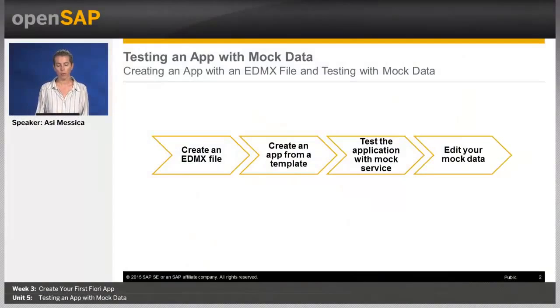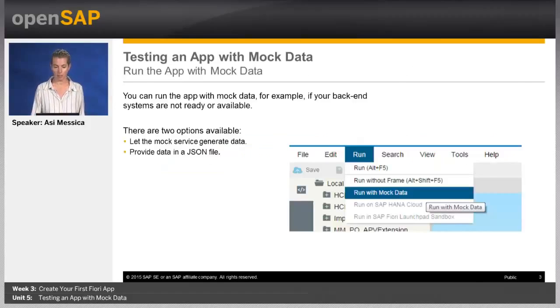The steps that we will go through in this unit: we will create an EDMX file with the OData model. We will create an app from a template in a similar way as we did in the previous unit, but this time with no connectivity to a backend system, but by leveraging the EDMX file with the OData model. And then we will test the resulting application with mock service and edit the mock data. Let's start.